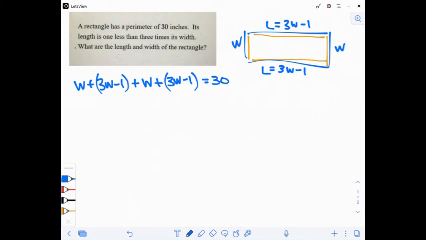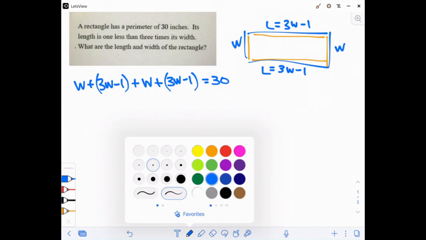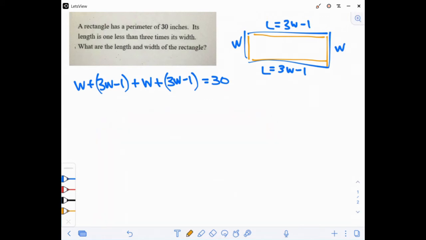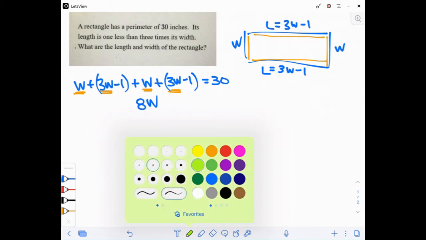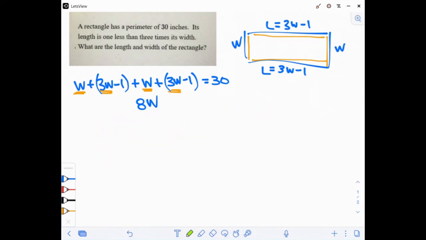So let's solve. How do we solve? We got one variable, w, so I'm going to combine like terms. I got w's here, then we're going to add together. Okay, and it looks like I've got 8w. And I also have some units, -1 and -1. All right, so that's going to equal 8w minus 2 equals 30.